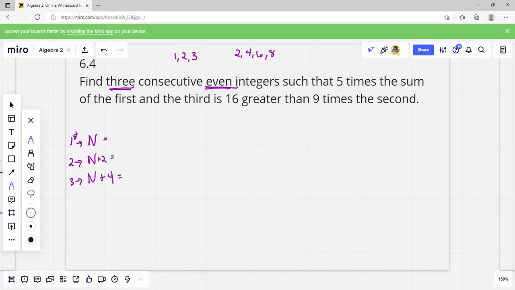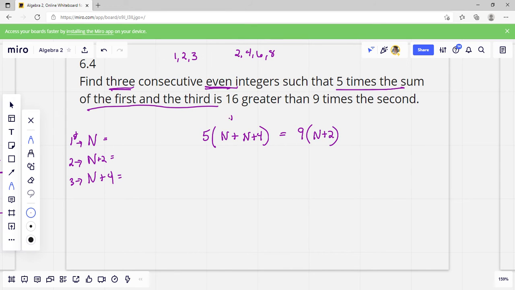All right, such that 5 times the sum of the first and the third. So if I've got 5 times the sum of the first, which is n, and the third. So to n, I'm going to add the third. The third is our n plus 4. Okay. Is 16 greater than 9 times the second? I'm just going to write 9 times the second. My second is n plus 2.